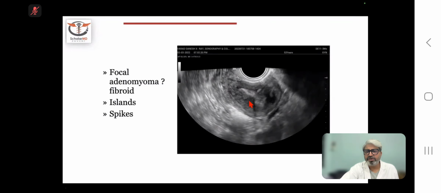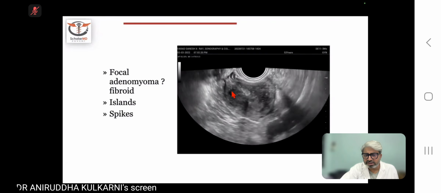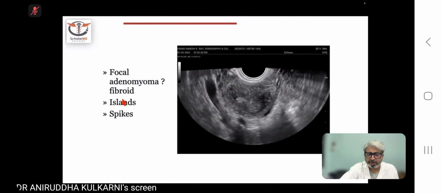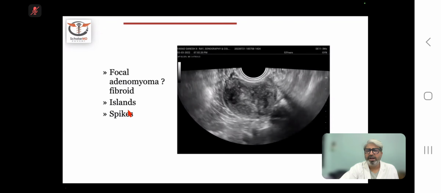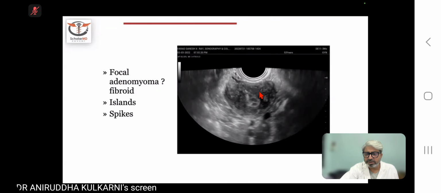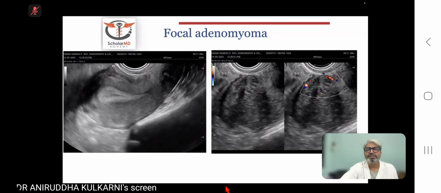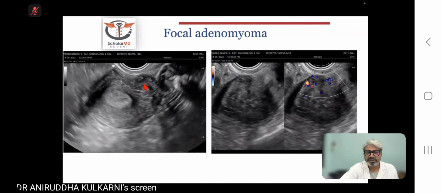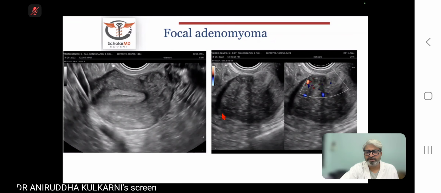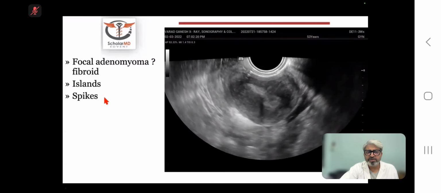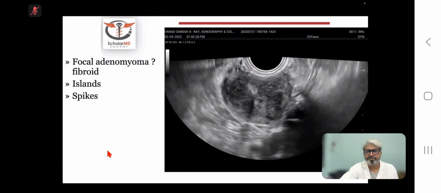At the same time, on color Doppler, I need to look for a circumferential vascularity to distinguish it from a fibroid or a non-fibroid entity. I also can see some islands distinctly separate from the endomyometrial junctional zone. And this is a classical focal adenomyoma, distinctly away from the same, showing vascularity within the lesion. Again, a focal adenomyoma versus fibroid kind of distinction.